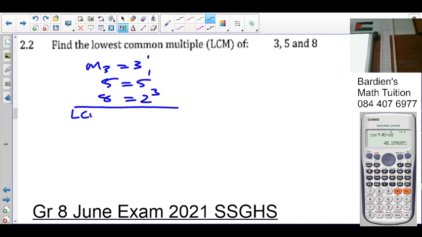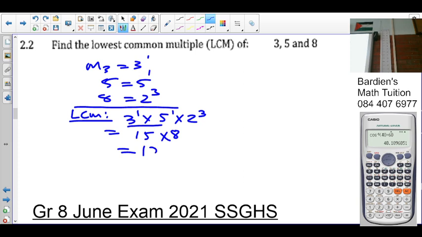So your LCM, your lowest common multiple, the rule says the base has to contain all of them, and you take the highest exponent. So 3 must be taken and the exponent is 1. 5 must be taken and the exponent is 1. 2 must be taken and the exponent is cubed. 3 times 5 of course is 15, times 8. And 15 times 8 is 120. Okay.